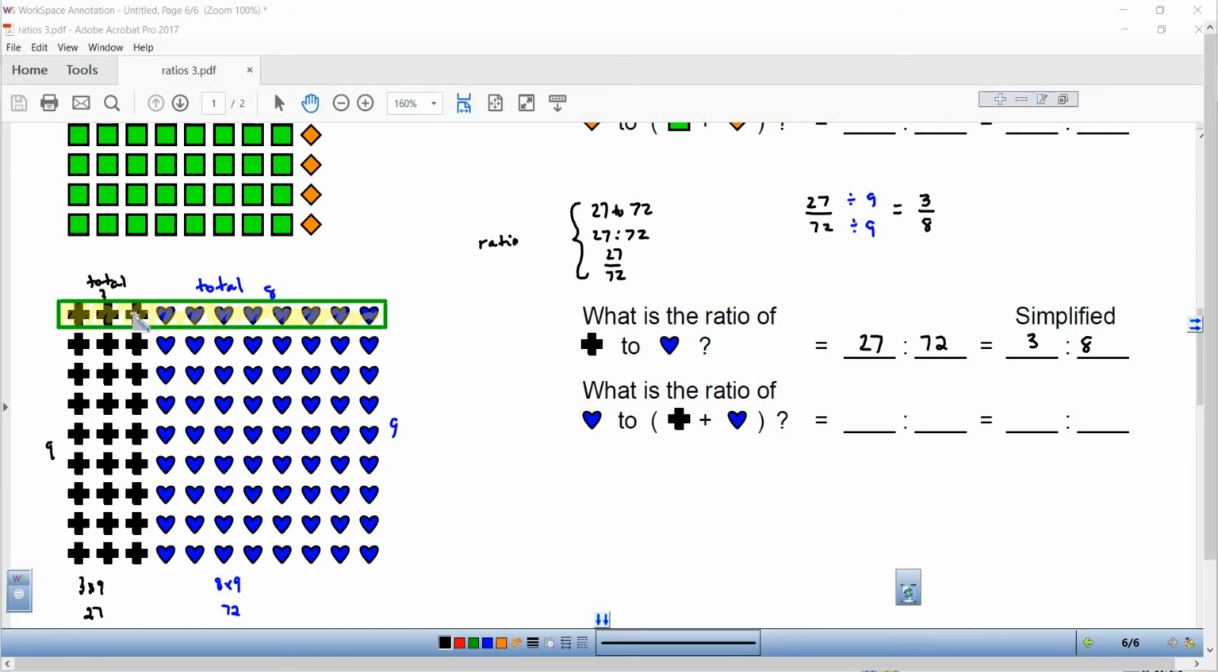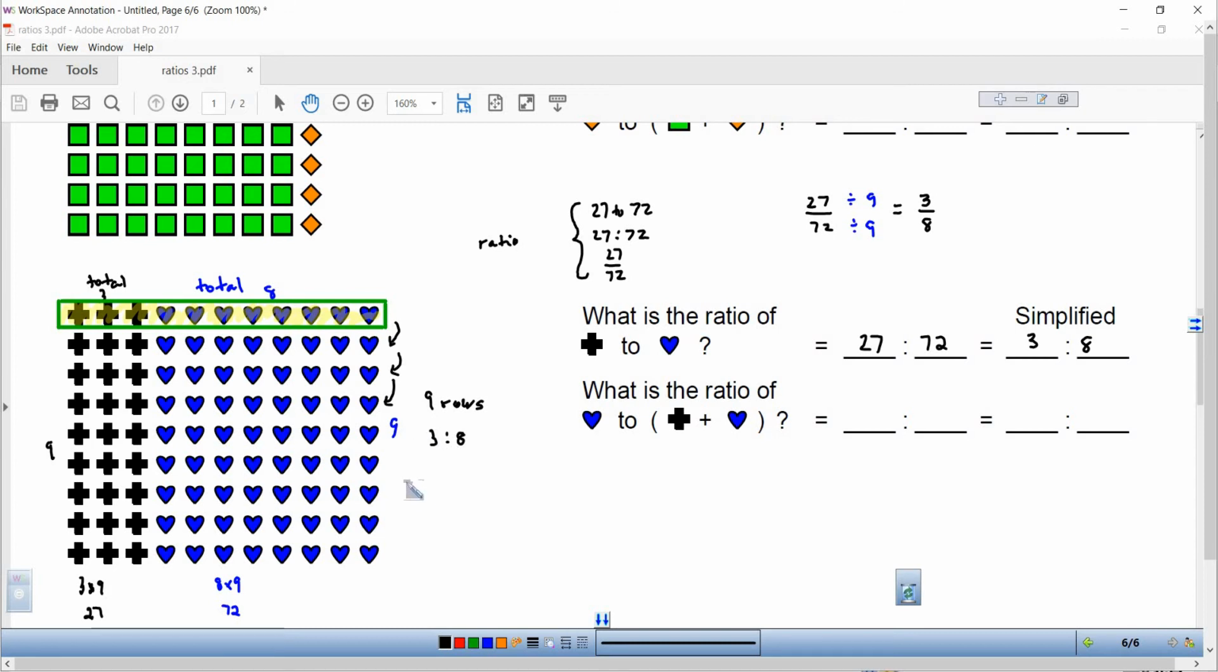I have 1, 2, 3, 1, 2, 3, 4, 5, 6, 7, 8. Do you see those numbers? Oh, there they are. 3, 2, 8. And that works because every row is exactly the same, right? What do I have? I have 9 rows of 3 to 8.